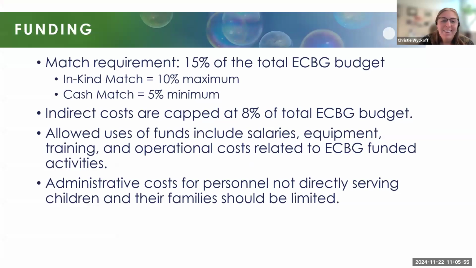So for funding, there is a match requirement this year of 15% of the total budget. 10% of the 15 can be in-kind funds, like donations or whatever that may be. The other 5% or more has to be cash. So all of it can be cash if you want it to be. But the maximum in-kind is 10%. So therefore the minimum cash is 5%.